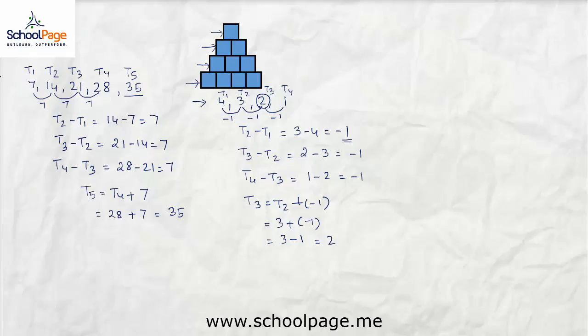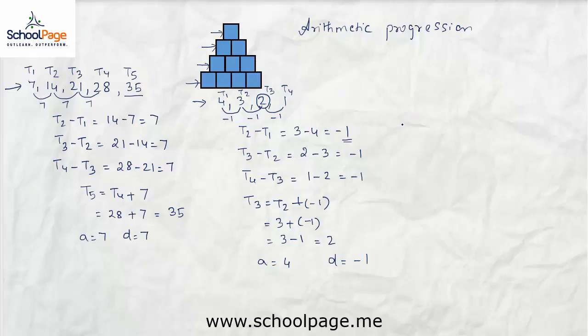These two lists of numbers that we have written are said to be in arithmetic progression, because in these two lists of numbers, each term is obtained by adding a fixed number to the preceding term, except the first term. Now here, because the difference between the numbers is minus 1, we say that D is equal to minus 1. Here A is the first term, which is equal to 4. In the first case, D is equal to 7 and A is equal to 7.